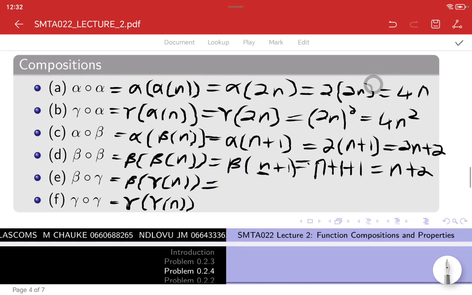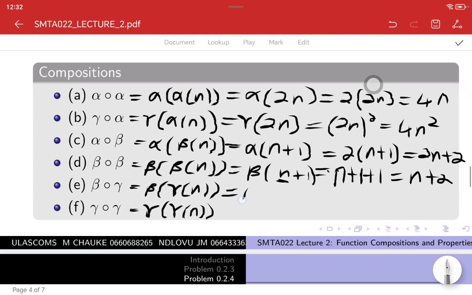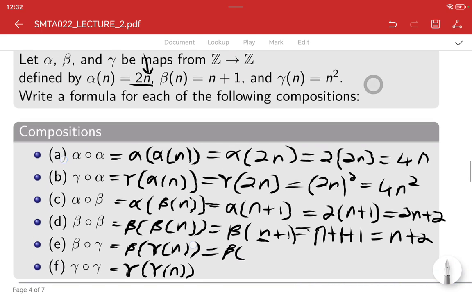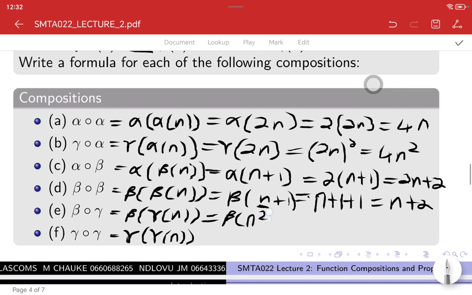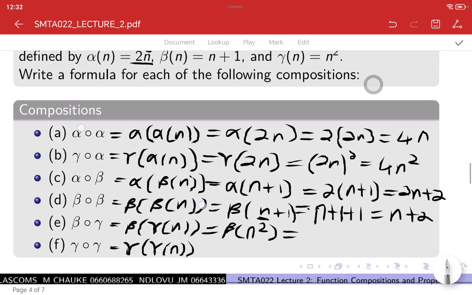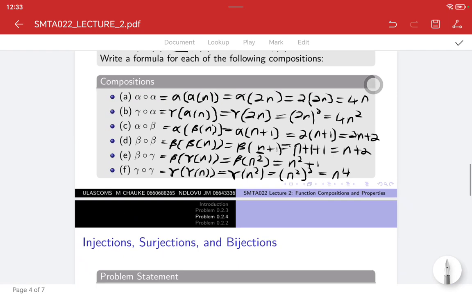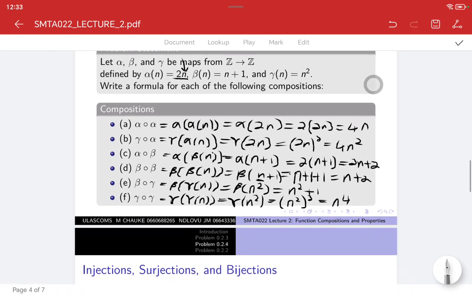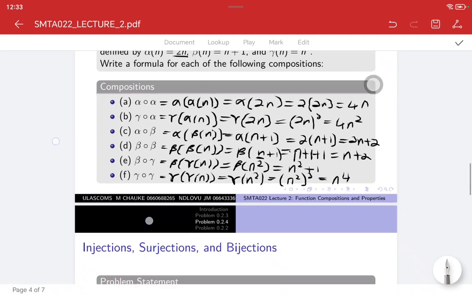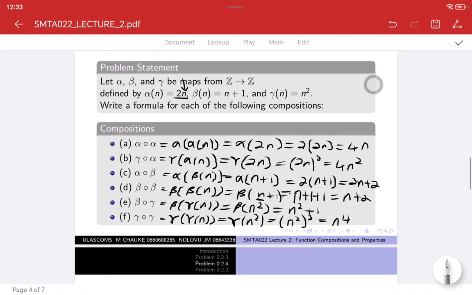So now this is beta. We know this one is n squared. So here is beta n squared, which is equal to, beta is defined as n plus 1, so this will be n squared plus 1. Then this is defined as n squared, and inside the n it is squared, like that, n to the 4. Then these will be the solutions to this problem. Now let's do this.